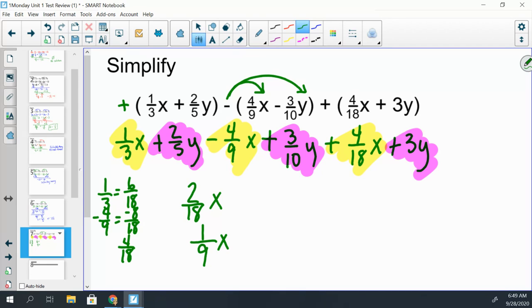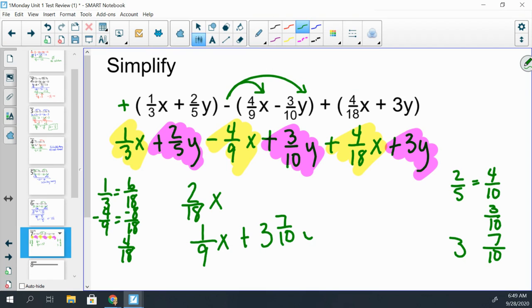My y's, on the other hand, I really only have to add 2/5 and 3/10. Well, 2/5 is the same thing as 4/10. And then when I add 3/10 to that, I have 7/10, and then a positive, so that's 7/10. But then I just have the 3 that we're adding to that. So a 3 whole plus 7/10 is just 3 and 7/10. So plus 3 and 7/10 y.